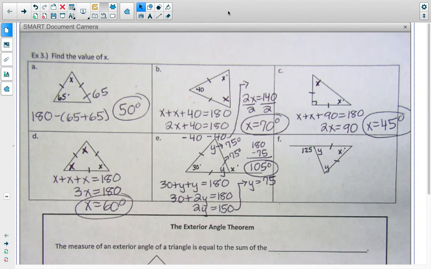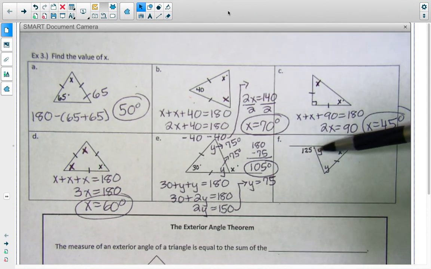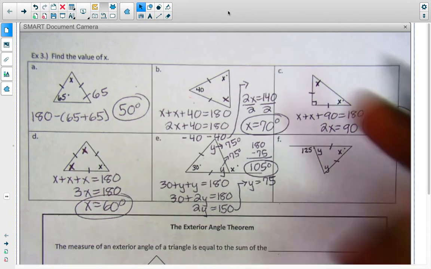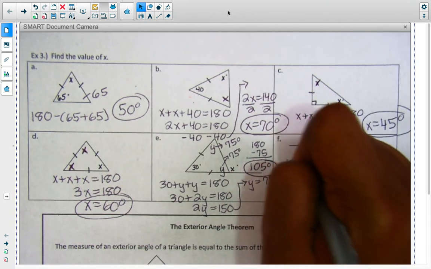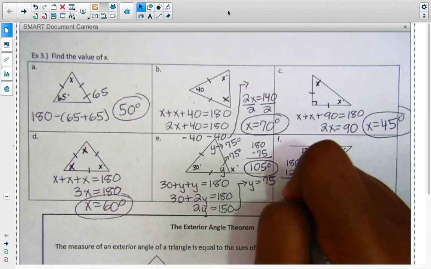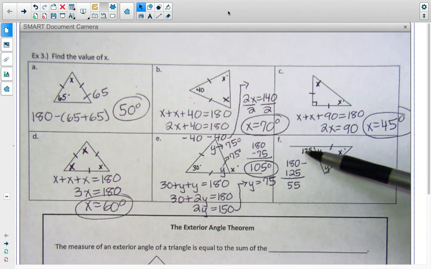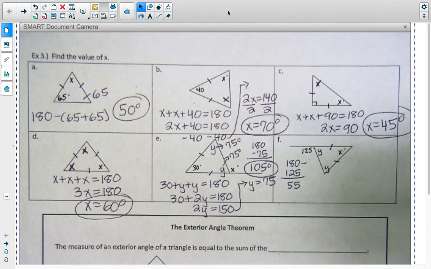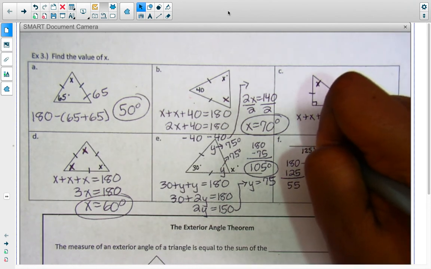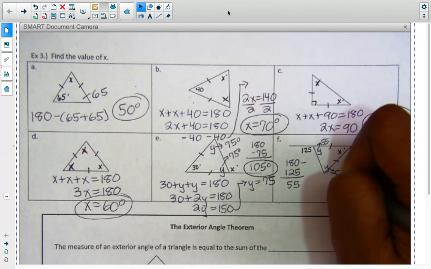Okay, other things that I can do. I know that this and this make a linear pair. So we can do 180 minus 125. And I now know that y is 55 degrees. So these two make a linear pair. Together, they equal 180. So if I do 180 minus 125, it'll give me 55 for each of these. So that's 55, and then this 55.